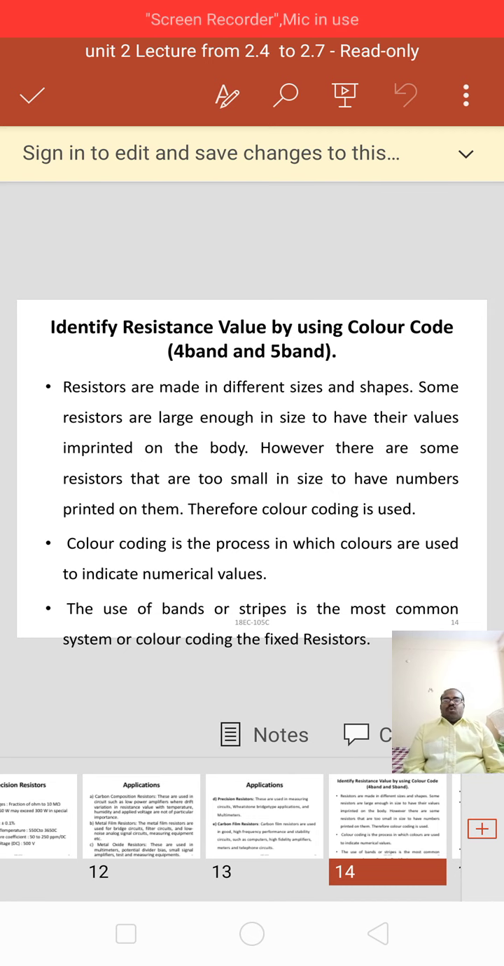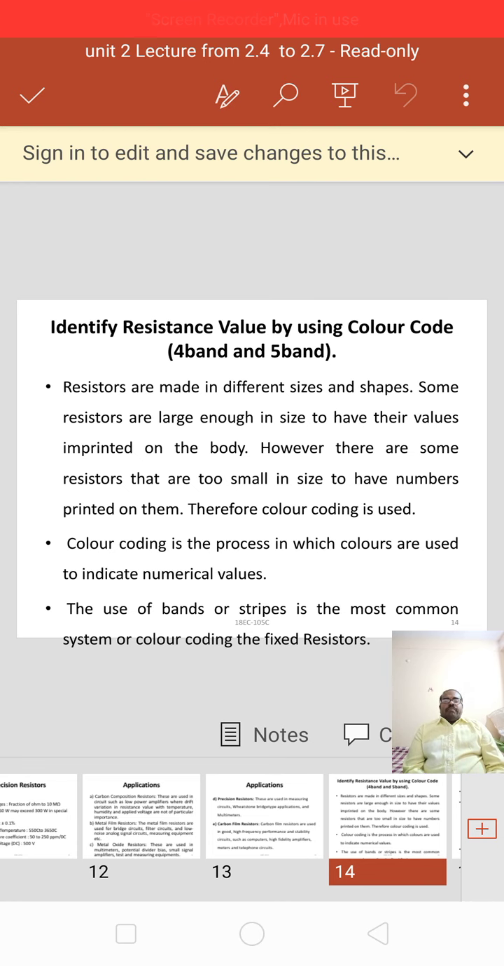Next, how do we identify the resistance value by using color code for 4 band and 5 band? Already we learned how to calculate or verify the resistance value by using the colors. Here we have a brief explanation regarding the identification of resistance value by using the color code technique.